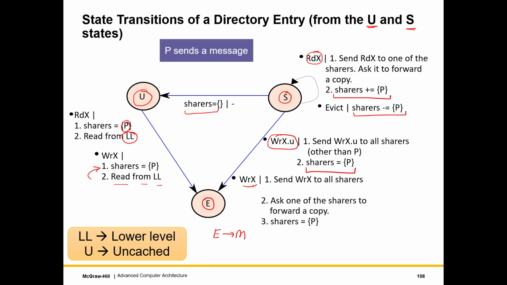And if there is a write miss, we need to do three things. We send a write miss to all sharers. We ask one of the sharers to forward a copy. And the list of sharers is just P. So this, I hope, was very straightforward in terms of what the directory is going to do. There is no hidden rocket science or magic sauce in here. This part is relatively simple.